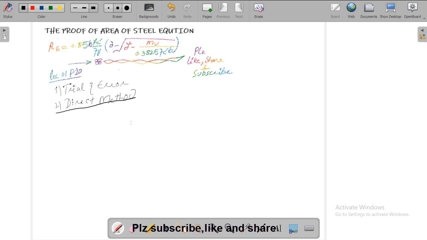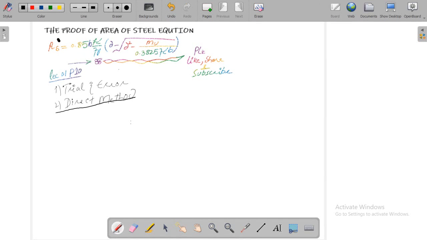Students, this is one of the most important lectures in these 10 parts. In this lecture, basically, I will derive this equation in front of you. This equation is used for the determination of the area of steel, right? As you see, A_s equals 0.85 fc' divided by fy into b, d minus the square root of d squared minus Mu divided by 0.3825 fc' b. Okay, bracket close.